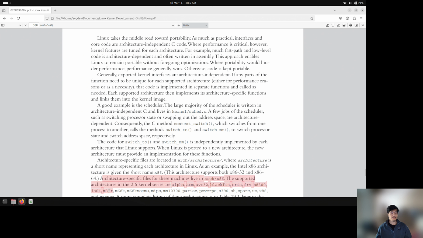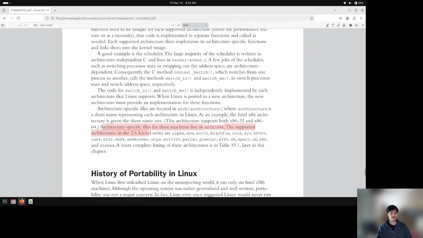The supported architectures in this 2.6 kernel series are Alpha, ARM, AVR32, Blackfin, CRIS, FRV, H8/300, IA64, M32R, M68K, M68K no MMU, MIPS, MN10300, PA-RISC, PowerPC, S390, SH, Sparc, x86, and Xtensa. A more complete listing of these architectures is in Table 19.1 later in this chapter.